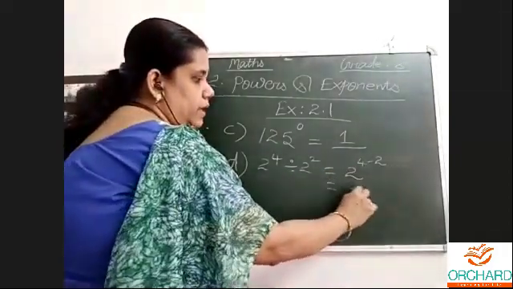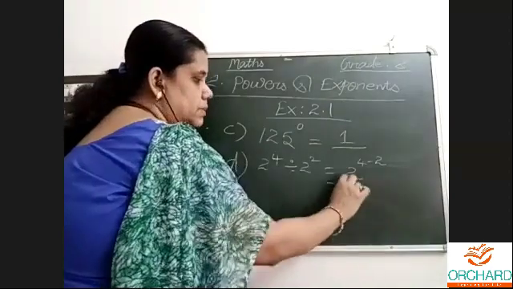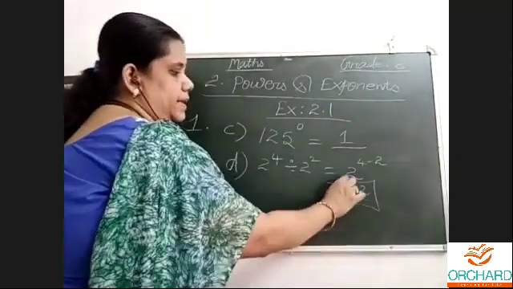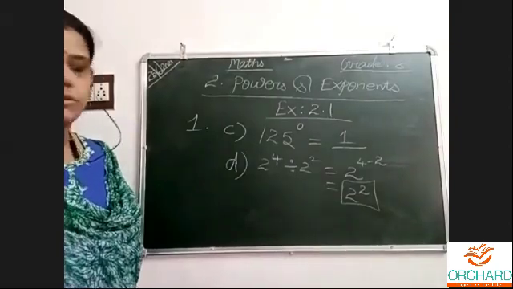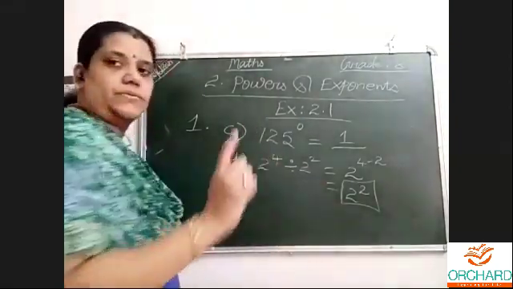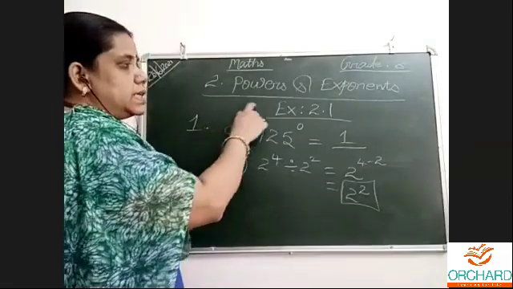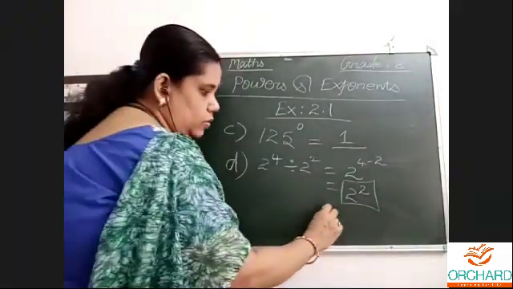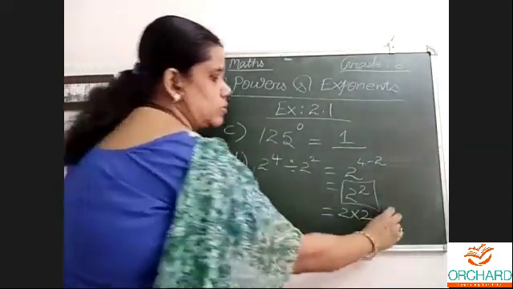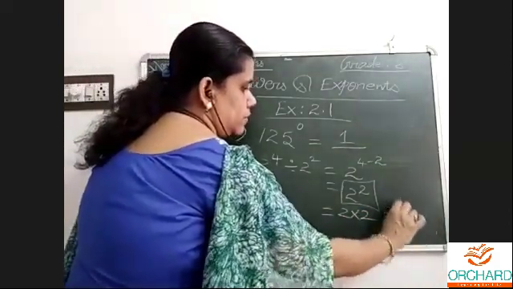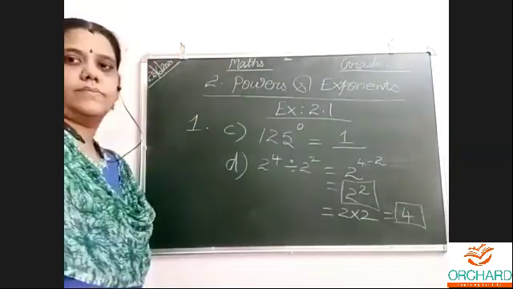So 2 power 2. Keep it in exponential form itself. If they have asked the value, correct, if they ask the value, we have to find it. The question is, find the value. 2 power 2, 2 into 2. 2 2s are 4. 4 is the answer.